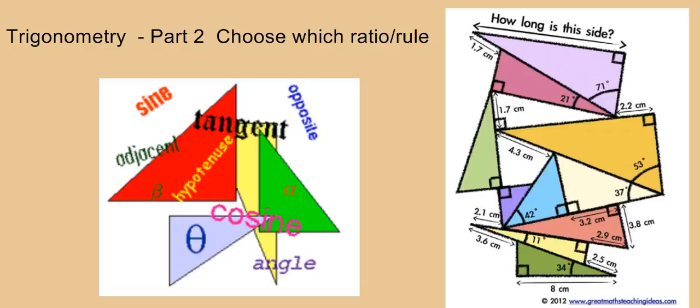This video is part 2 of 5 parts, introducing trigonometry, junior high school trigonometry, right angle triangle trigonometry. This part 2 of the video looks at choosing which ratio or rule is appropriate for the question that you're doing.